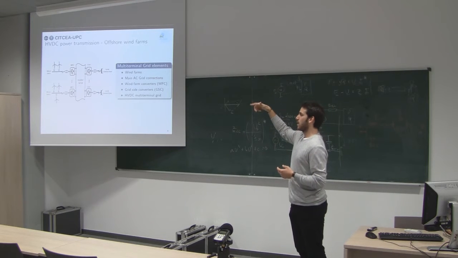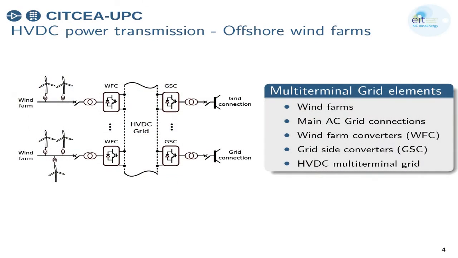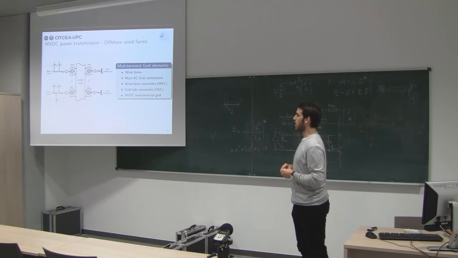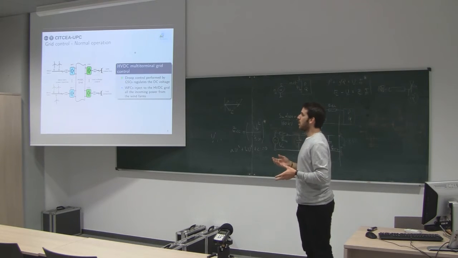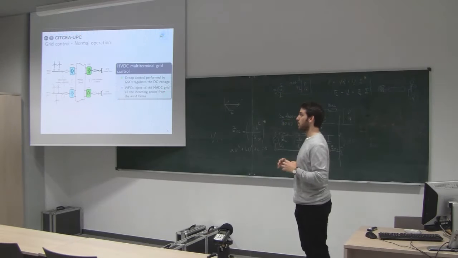As you can see, we have wind farms, offshore wind power plants, and we are interconnecting those offshore wind farms with the main AC grid that can be located far away from the shore, as we have been introducing. So the main idea is how we can control the voltage there. Raza has been talking about this droop control. What I'm going to explain is how to regulate this voltage on the DC network.